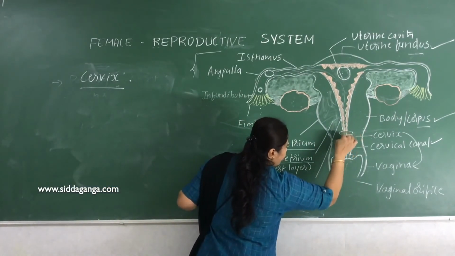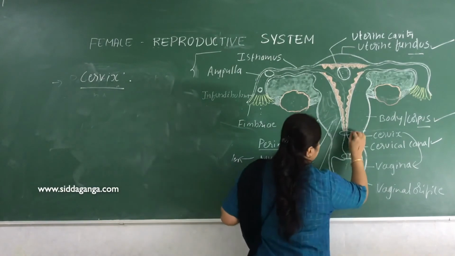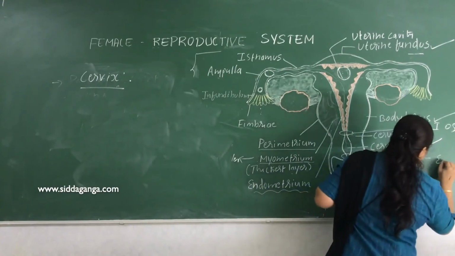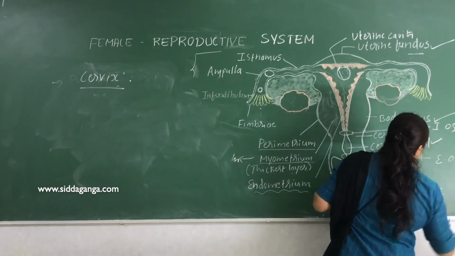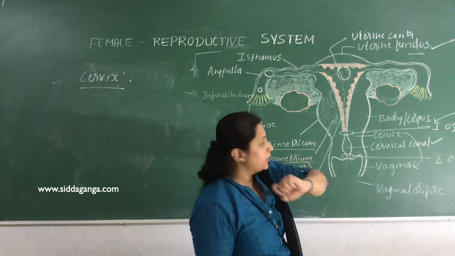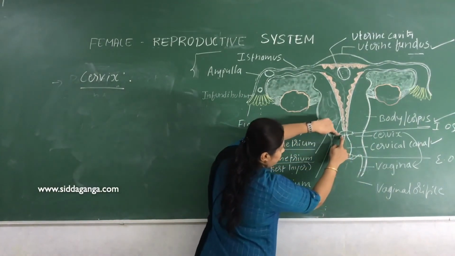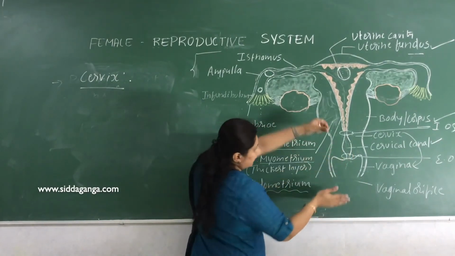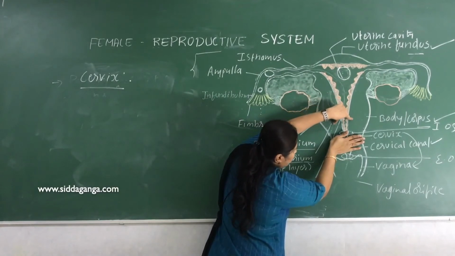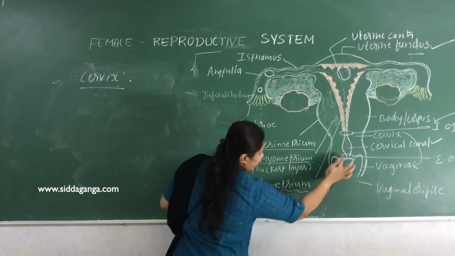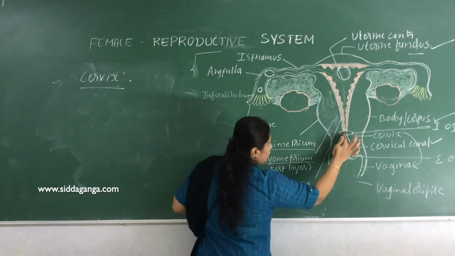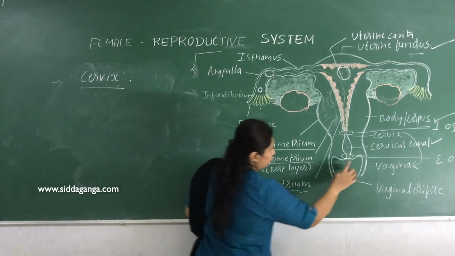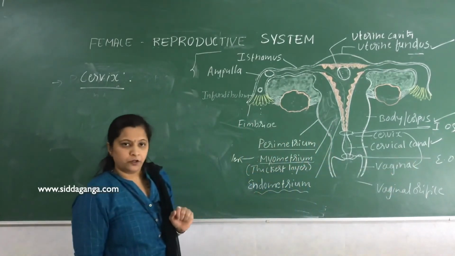And you can see the presence of two openings here. One is called the internal os, and the other is called the external os. Os means openings. The two openings are present in the cervix. So where is the cervix exactly located? The cervix is located between the uterus and the vagina. The cervical canal opens into the uterus through this internal os, whereas the cervix opens into the vagina through this external os. Understood?